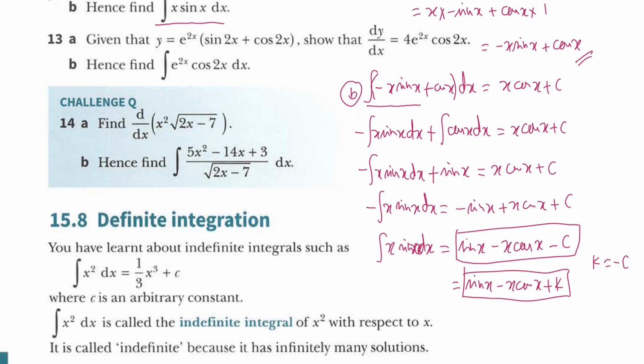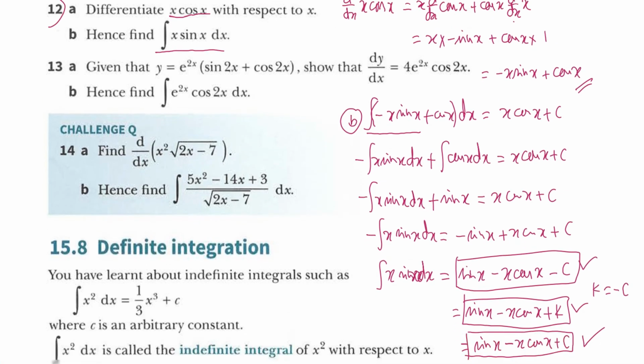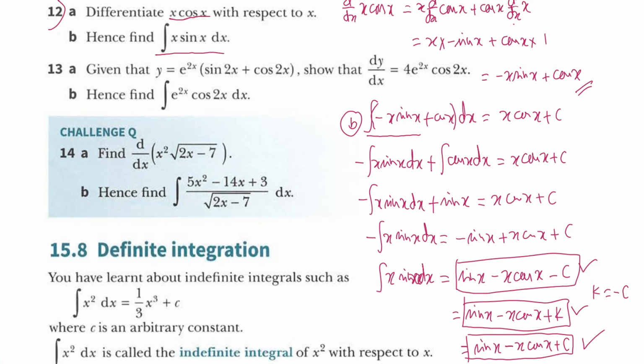We also can write the answer like that, so don't get any confusion about that. Plus c also, minus c, because it's all about the constant, so all are the right answer. So hope you understood the question we have done for you. Let's move to the last question from this exercise, which is question number 13.